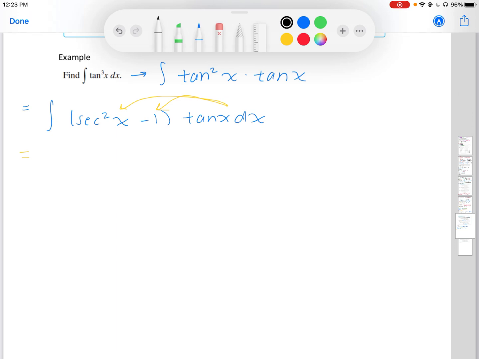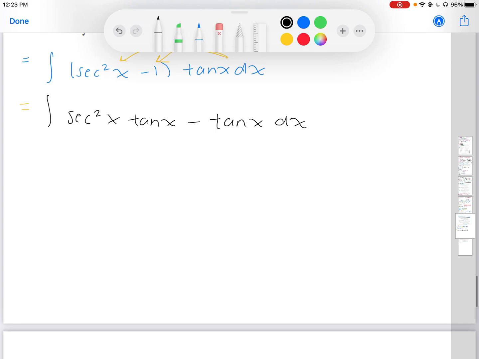So that we have the integral of secant squared of x times tangent of x minus tangent of x dx. Now we can go ahead and use our u sub. Now remember, with that operation, that minus, we have two different integrals. We can write it as two different integrals, and sometimes that helps our brain decompartmentalize, like put everything into smaller compartments. So we have the integral of secant squared x tangent x dx minus the integral of tangent of x dx.